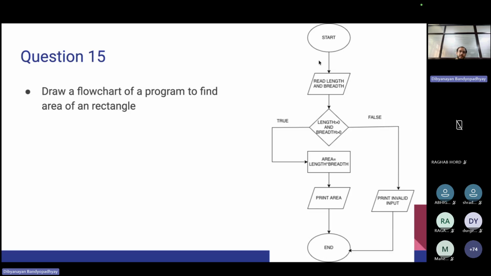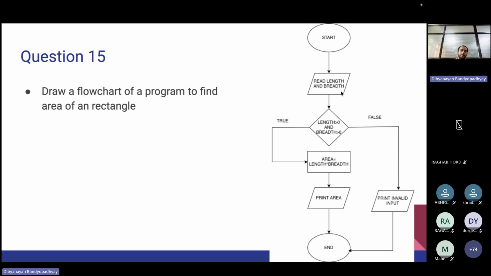So this is the start. This is the rounded shape from which you start, and this is an arrow, and this is the rectangle. Each rectangle means the reading part. When you read some values, you show it in a trapezoid type of fashion. So read length and breadth. After that, there is this diamond shaped thing. Whenever you see a diamond, you have to identify whether the condition comes as true or false. If true, you do something; if false, you do something else.